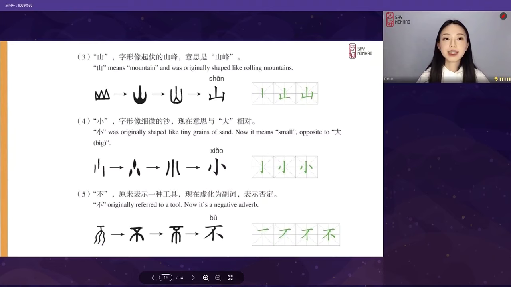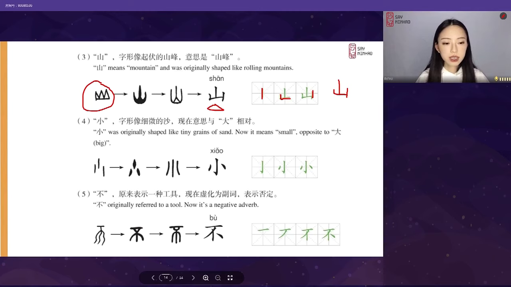Next one is Shan, which means mountain. In ancient times, it looked just like a mountain. Now in modern Chinese, we write it like this. First, we write a vertical, and then a vertical turning, 竖折, and then another, shorter vertical. Try to write it with me. A vertical, a vertical turning, and then a vertical here.